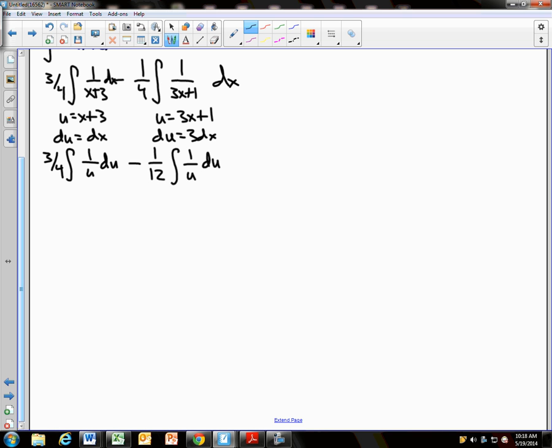Can you now take the antiderivative? What's the antiderivative of 1 over u? Natural log. So you have 3, whoop, I'm sorry. You have 3/4 natural log of x plus 3 minus 1/12 times the natural log of 3x plus 1 plus C. You've now found the antiderivative of what was the original problem.